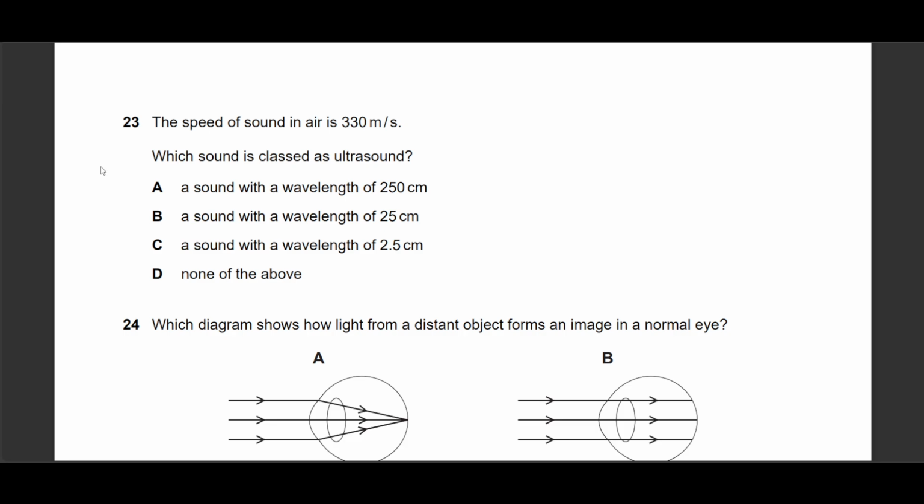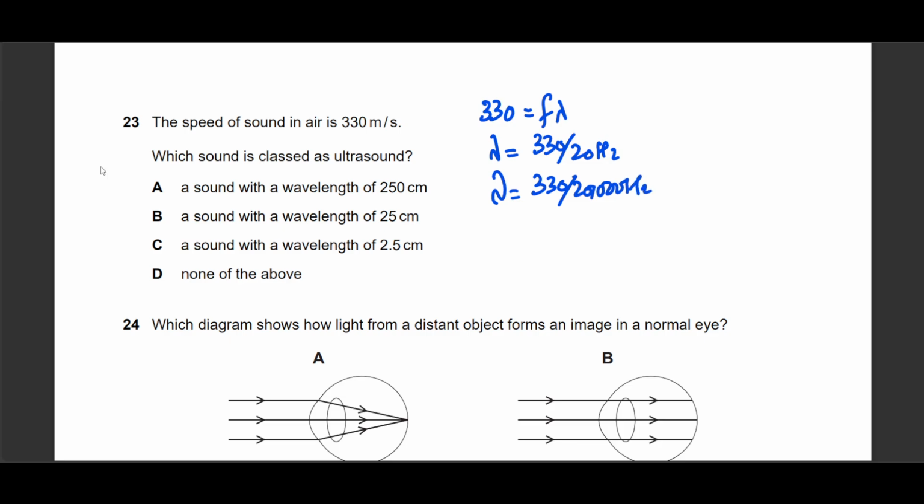Question number 23. The speed of sound is 330, which sound is classified as ultrasound? So ultrasound are those waves in which the frequency is greater than 20,000 hertz. What you could have done in this question is that 330, for the human audible range, would have been f lambda, right? So lambda would have been equal to 330 divided by the 20 hertz signal. Then lambda is equal to 330 divided by the 20,000 hertz signal.